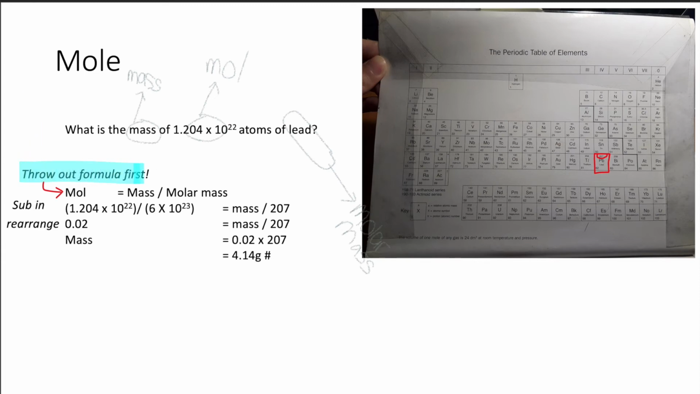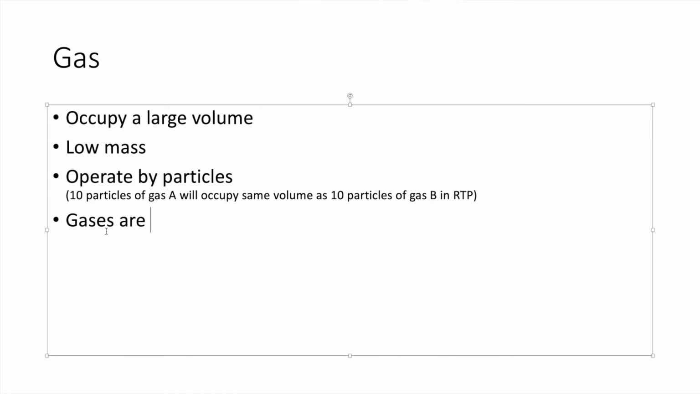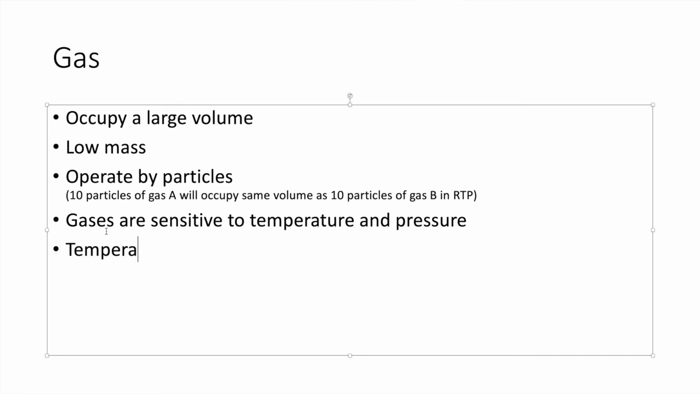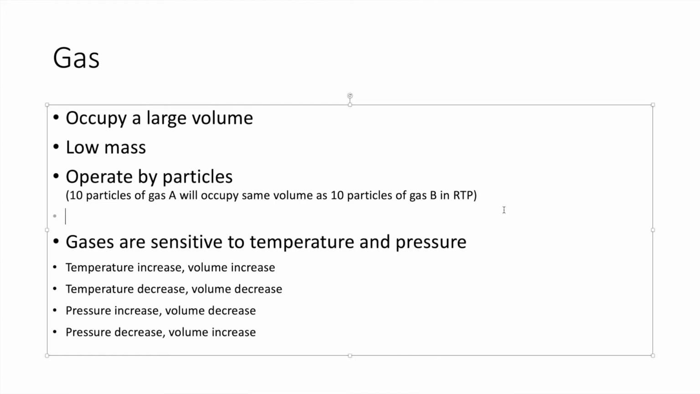Okay, next we go on to gases. In gases, it's a little bit different in a sense that they occupy a large volume because they are gases. You can see that a balloon occupies a large space, but the amount of mass inside is actually very little. They operate by the number of particles present. Let's say there are 10 particles of this gas versus 10 particles of that gas, they are going to occupy the same volume at the same given pressure and temperature.